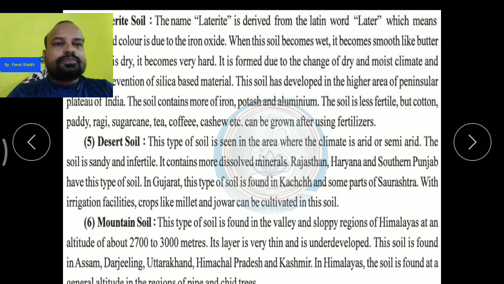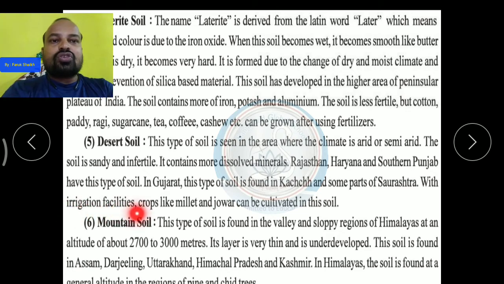The soil is sandy and infertile. This soil is completely infertile because it is a desert. There is sand available, there are no minerals, so that is why any types of crops can't be grown easily in this soil. It contains more dissolved minerals, which are not dissolved in the water. Rajasthan, Haryana, and southern Punjab have this type of soil. In Gujarat, this type of soil is found in Kutch and some part of Saurashtra.